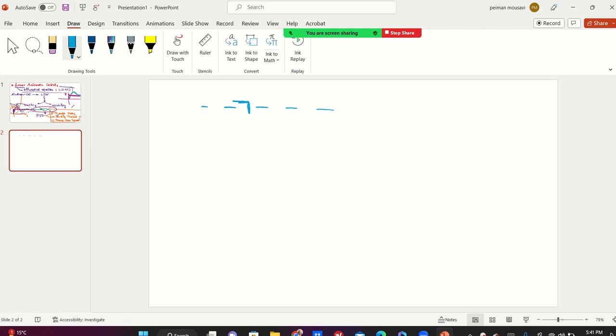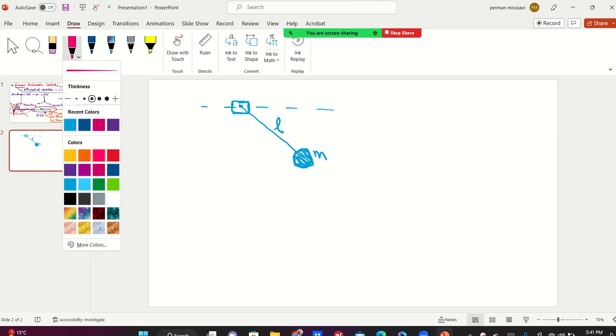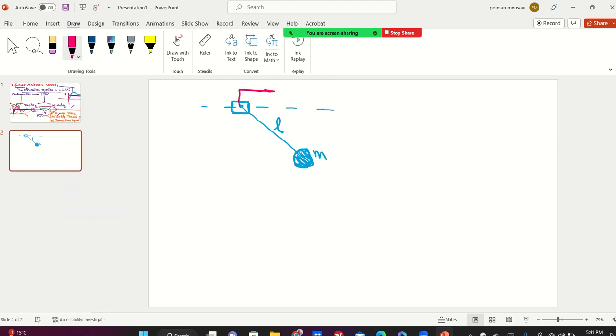You have a pendulum, and it's a particle pendulum. I explained this previously in the vibration class. Here is a lumped mass, and this is a massless link, L. But this pendulum base is moving with the distance x.